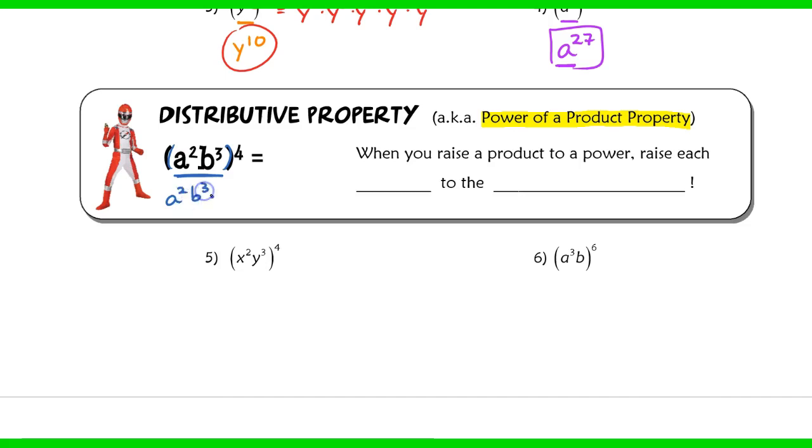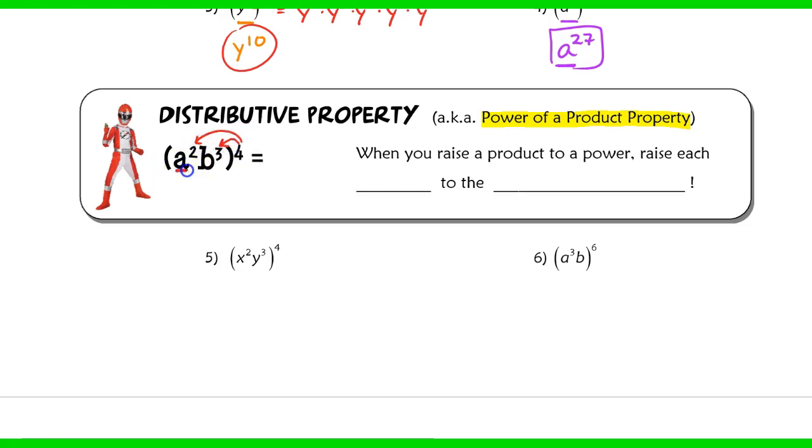a squared b cubed times another a squared b cubed times another a squared b cubed, and then finally multiply by another a squared b cubed. So that's four of those a squared b cubeds multiplied together. And again, we can just add all these exponents, but that would be really long. That's going to take us a little bit more work than we have to, because we can just use our little shortcut here, which is to distribute that power to both bases.